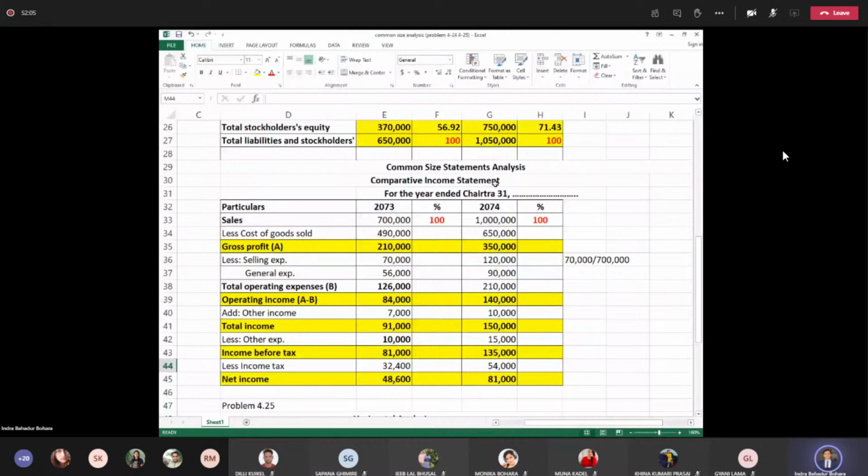You calculate the percentage of cost of goods sold. 4,90,000 divided by 7 lakhs. Sales is assumed as 100%. Therefore, divided by sales, multiply by 100%. It is 70%. Now, similarly, you calculate the percentage of the other components.